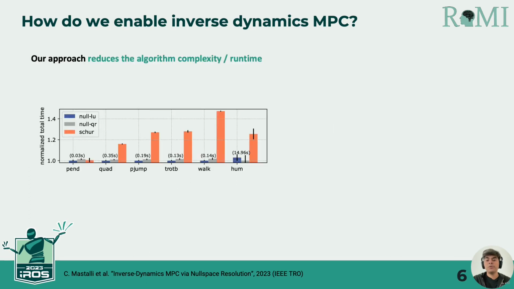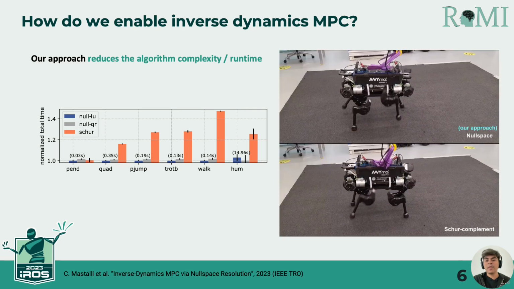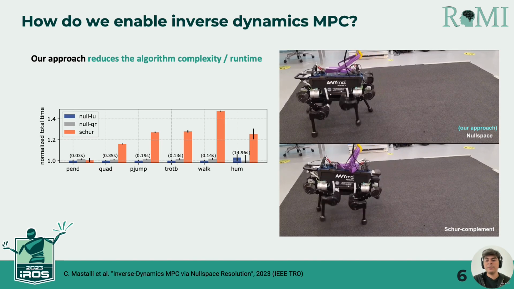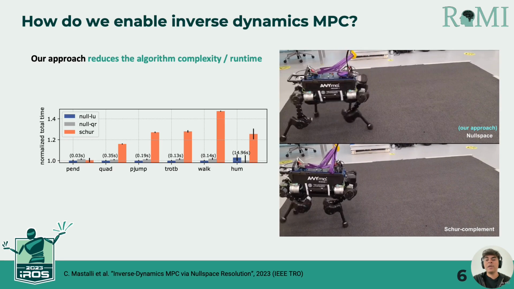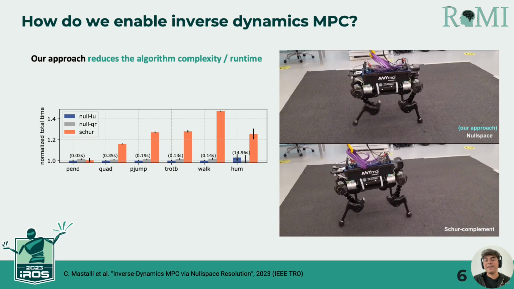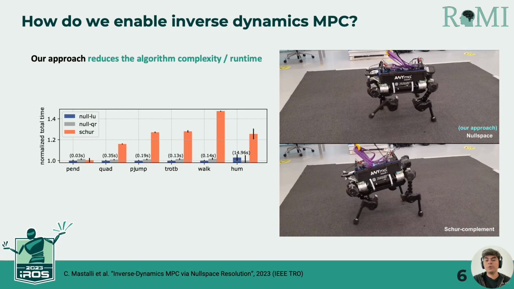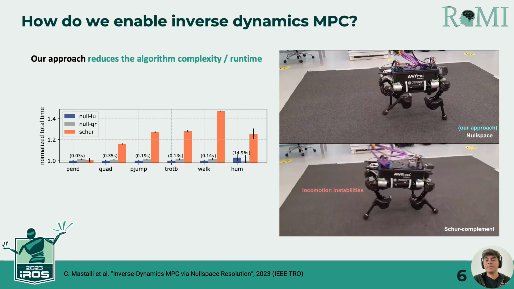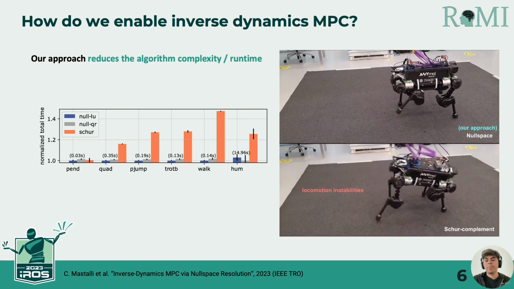This means we are actually reducing the algorithm complexity of the sequential recursive pass, which is the main bottleneck. Our approach reduces the runtime cost always. It can reduce the computational cost by up to 50% with respect to a standard Schur complement factorization. This fact is key for enabling inverse dynamic MPC in robotics. In the bottom video, we can see that the Schur complement approach is not fast enough. This leads to locomotion instabilities on the ANYmal robot, as we can see here.